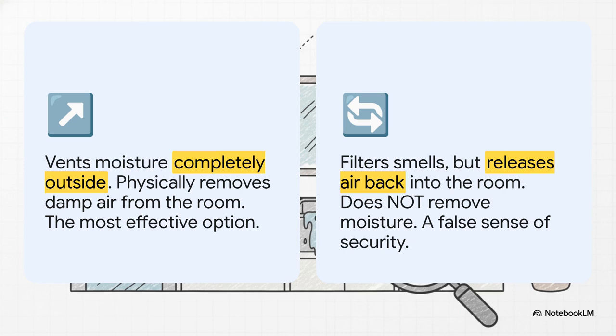Removal hoods are the ones that actually work. They suck the damp air up and vent it completely outside your home. The moisture is gone. But then there are recirculating hoods. They just pull air through a filter to catch grease and smells and then blow that exact same moist air right back into your kitchen. They do absolutely nothing about the moisture.